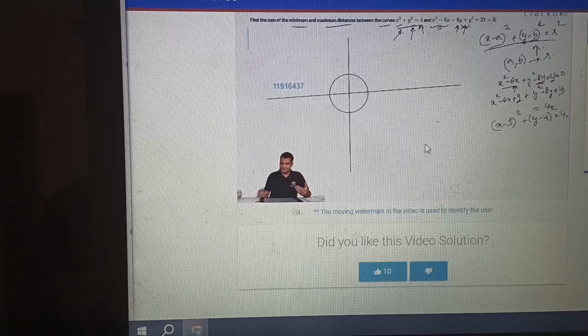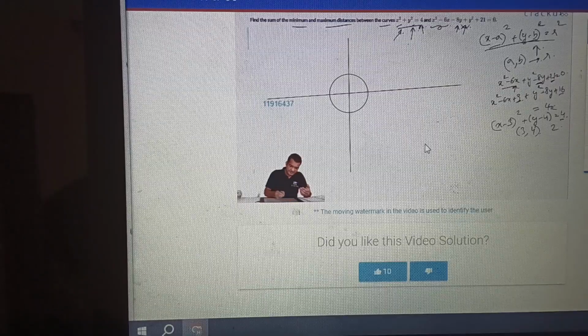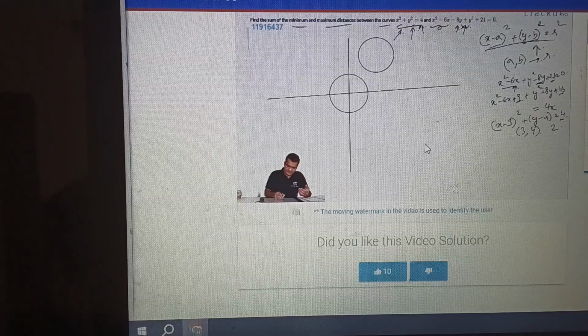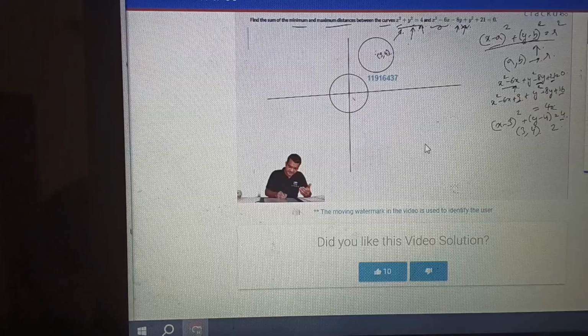This is again a circle. The center of the circle is 3, 4 and the radius is square root of 4 which is 2. So this will be another circle. The center will be at say 3, 4. So this will be something like this. The radius is again 2. And the center over here, this point is 3, 4. This is 3, 0, 0.